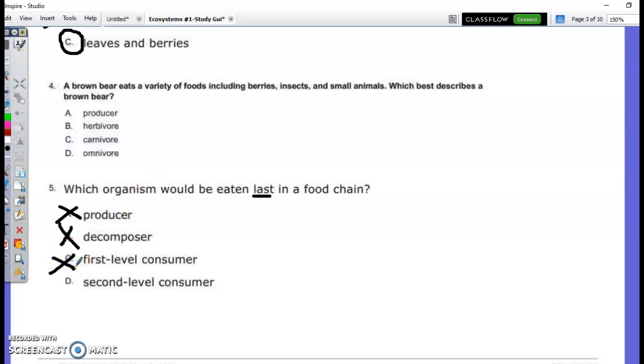This is your herbivores. That's typically the first thing eaten, isn't it? I mean, after the grass, like the first animal eaten. So last would be your second level consumer. And you're ready to move on.